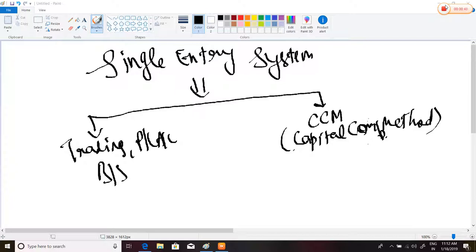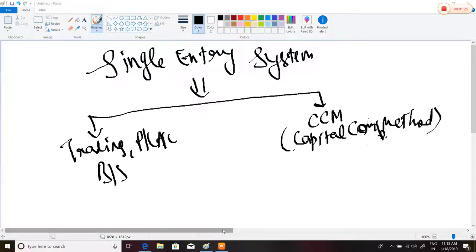The only thing you have to keep doing is revising it regularly, because this chapter, most of the time, you will forget how to do sums. Okay, now let's start with the lecture. In this topic, we do not have much concepts to write. We are directly going to start with the sums. Firstly, for solving single entity system, we have two methods. First is the trading, PL and balance sheet method, and second is the capital comparison method, CCM.